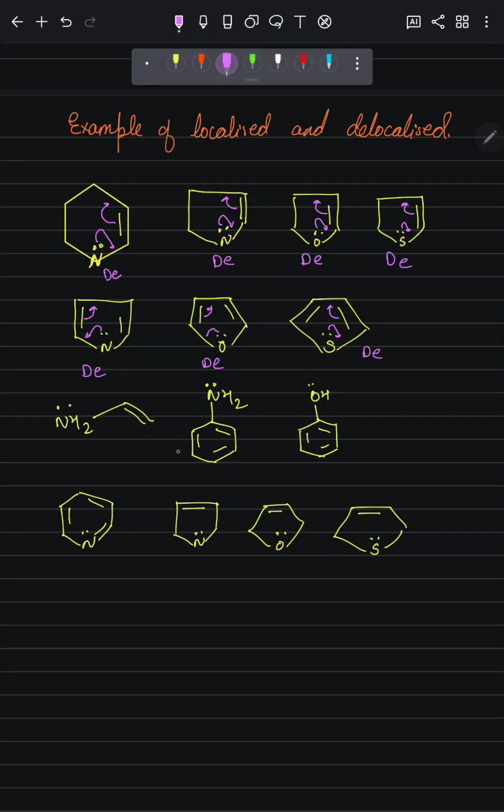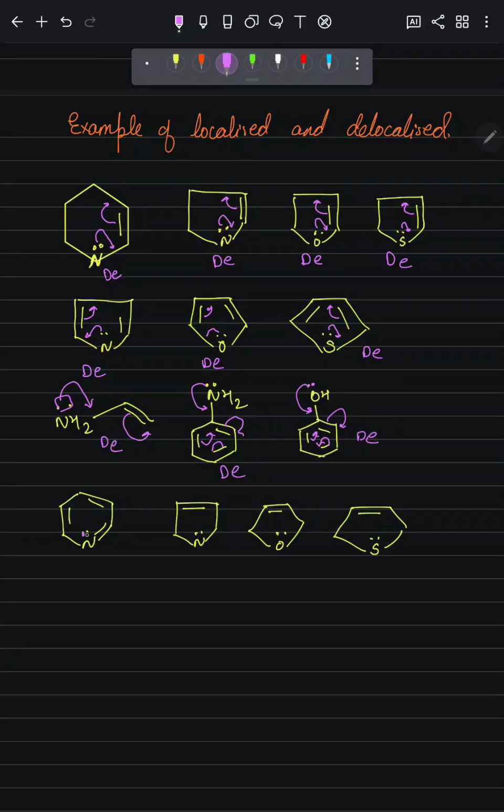Example of delocalized: here a lone pair is present, so it will donate the electron density from here and this will go here, so it is also delocalized. Here the electron density comes from here and this benzene ring, and a resonating structure can be formed in this molecule, so it is also delocalized. The same thing can be said about the oxygen. It will donate here and this will go here, all the way from here, so it is also delocalized.